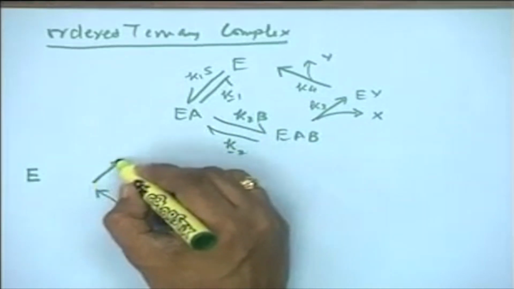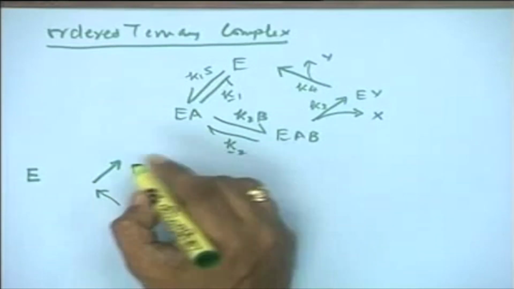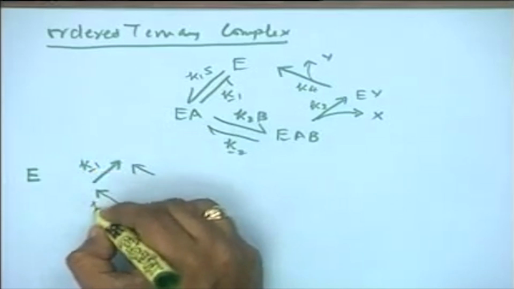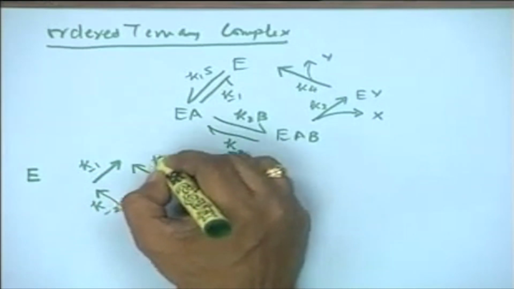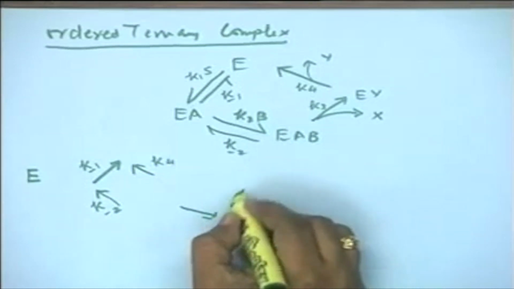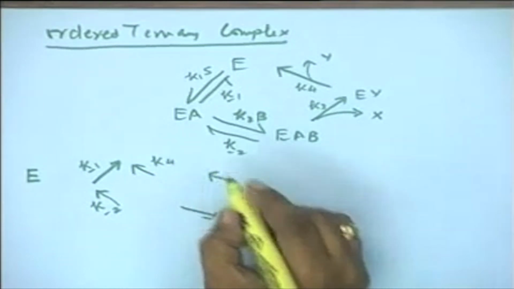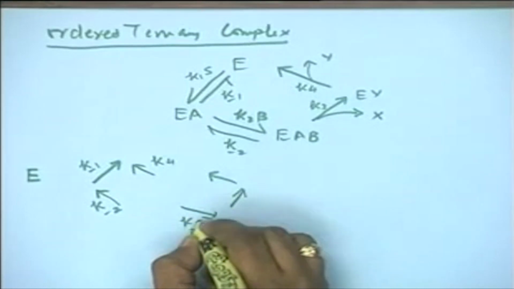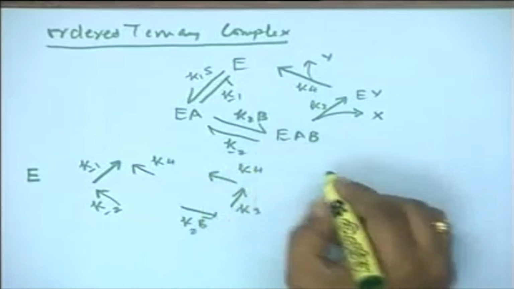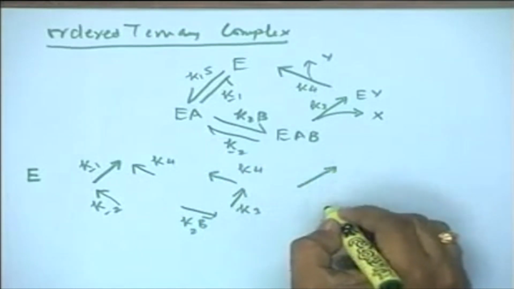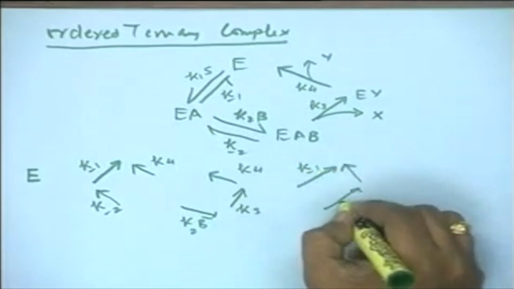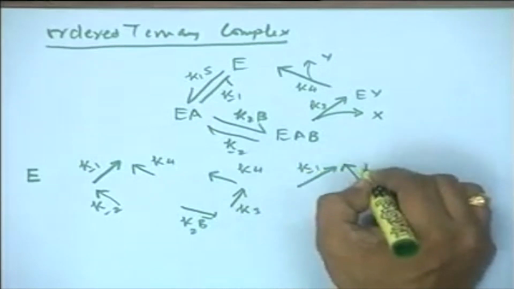E can be synthesized in this route, that is K minus 1, K minus 2 and K4. The other is this can also be synthesized in this form: K2B, K3 and K4, and also K minus 1, K3, K4.